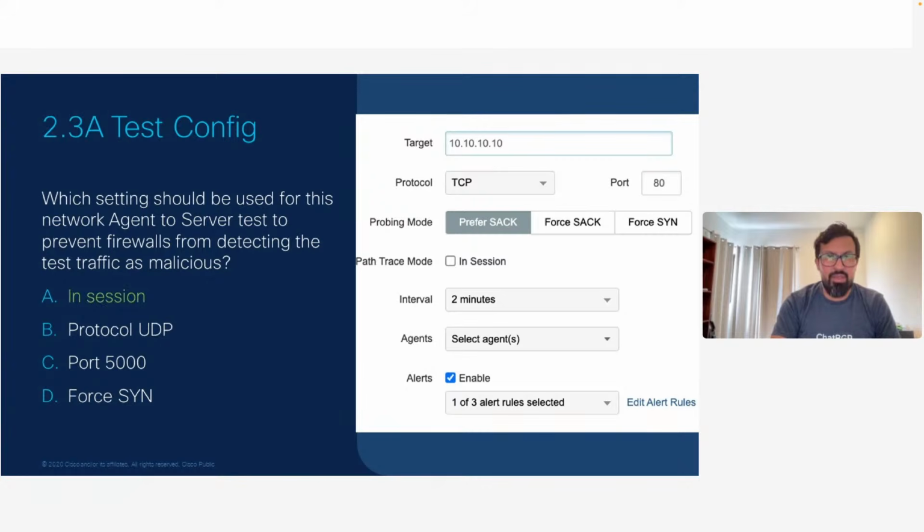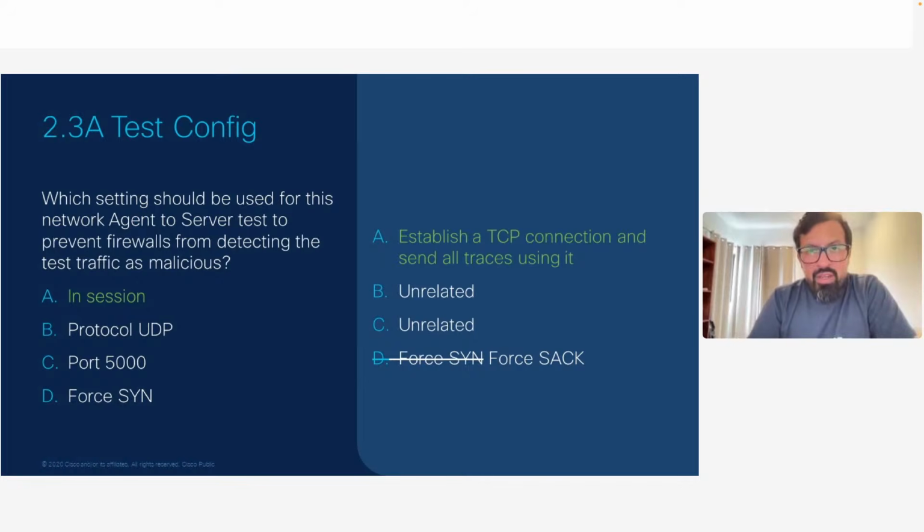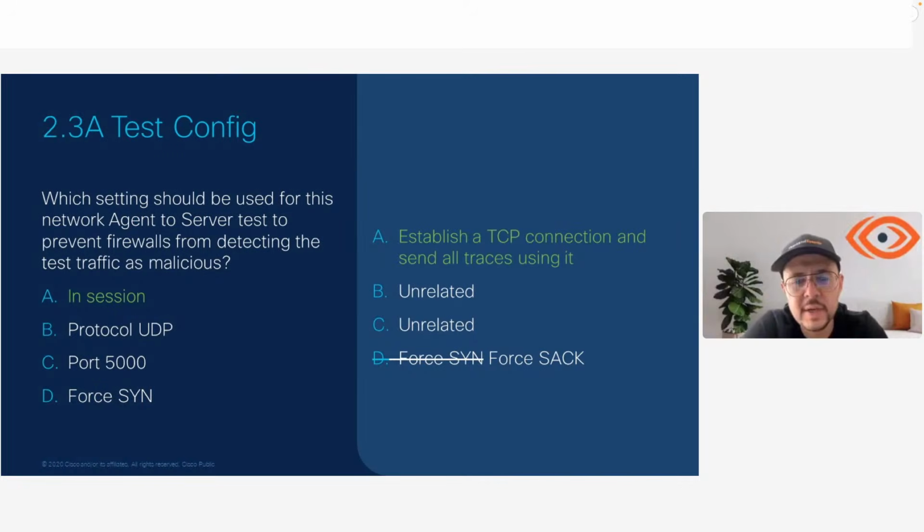Okay. So in session, you got it right. Miguel, do you want to explain why that is? Yes. Well, actually, I will start with the options that are not correct. If we change the protocol to UDP, we will be breaking the logic of that particular test. For instance, if we are testing HTTP protocol and we change it to UDP, that will no longer be that particular test.